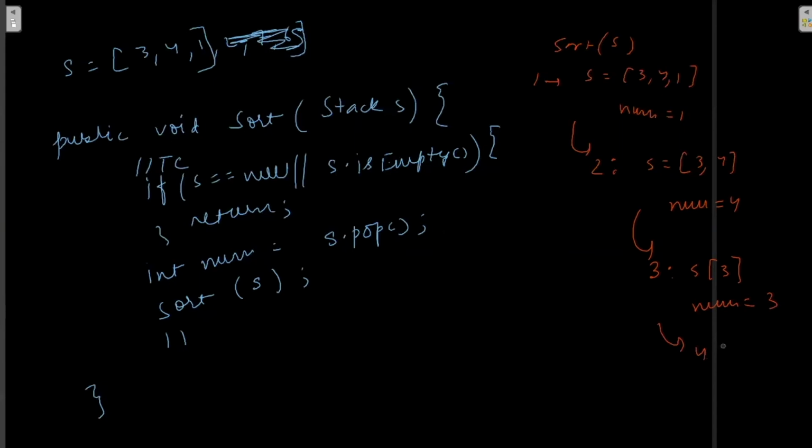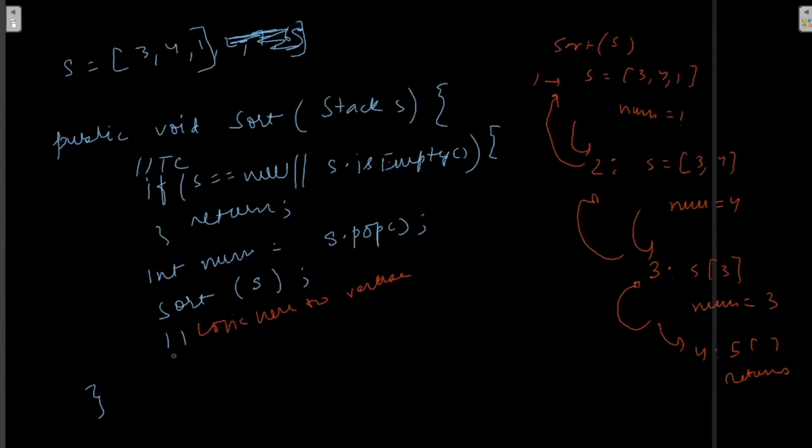Fourth time when it goes, then it is empty. There is nothing inside the stack. So it returns, right? When it returns, then from the fourth, it will go to step 3, then step 2, and then step 1, and it will return. This is what is right now happening. Okay. So we have to write some logic here to reverse.